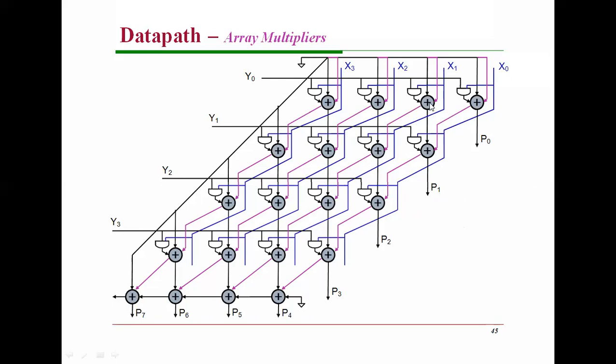Where the plus is there, it is an adder; we indicate the adder with the plus. Okay, here y0 is multiplied with all the terms, y1 is multiplied with all the terms, y2 is multiplied with all the x terms, and y3 is multiplied with all the x terms. It is an array multiplier.